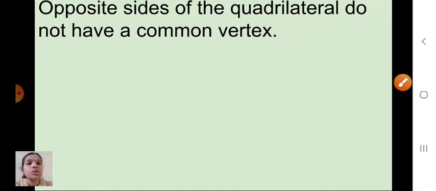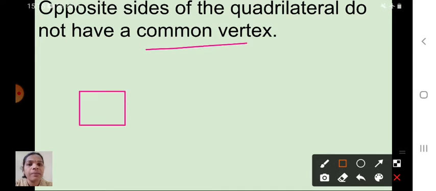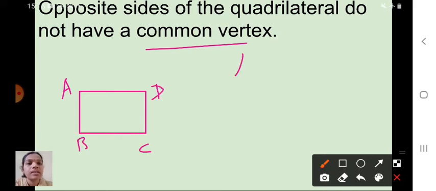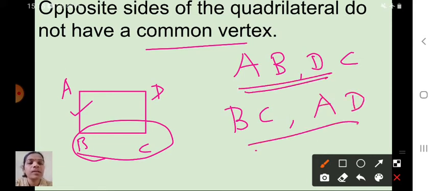So here what is the conclusion? Opposite sides of the quadrilateral do not have a common vertex. See here for example, A, B, C, D. Side AB. What is the opposite side of this side AB? Yes, DC. And this side you have to take BC. What is the opposite side of this BC? AD. So just you have to see this pair. Can you see any common vertex here? No. So that's why opposite sides of the quadrilateral do not have a common vertex.